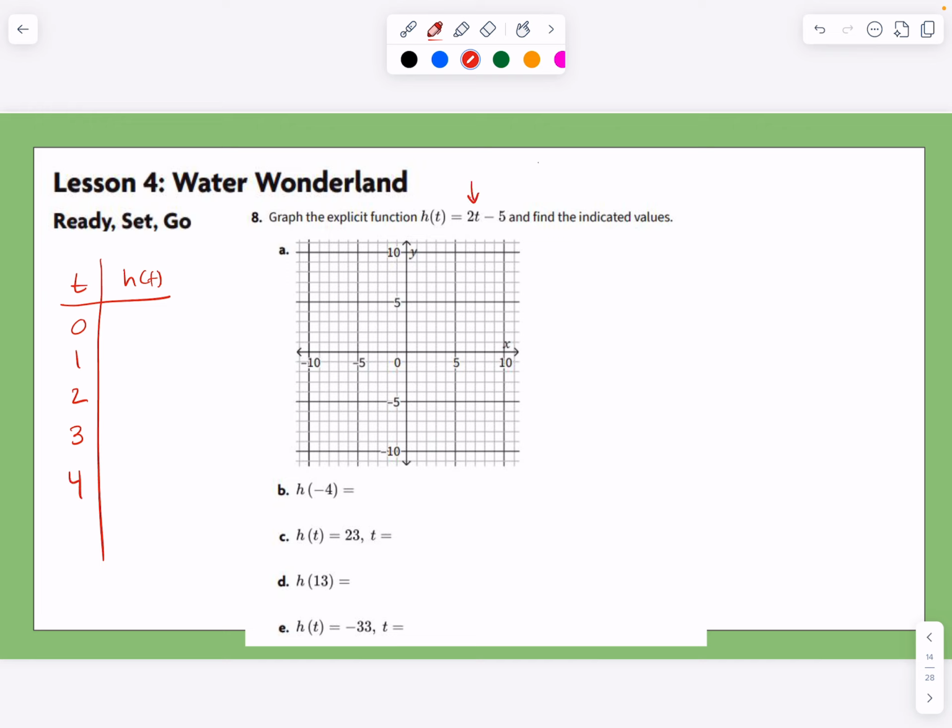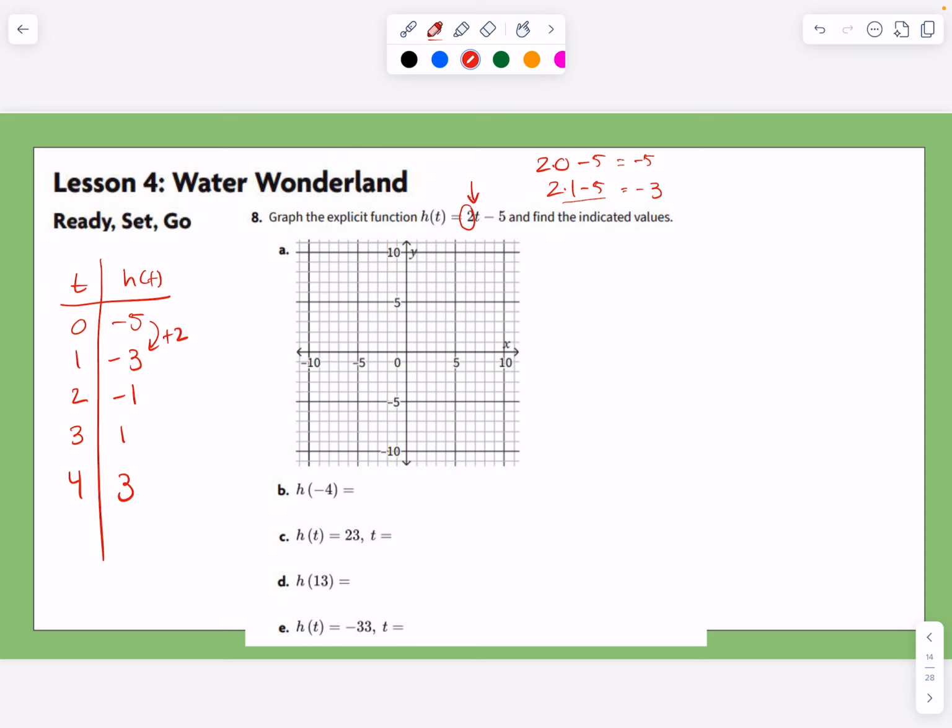So we think about 2 times 0 minus 5 equals negative 5. Got it. 2 times 1 minus 5 is 2 minus 5, which is negative 3. Okay? All right, and we know that our rate of change is 2, so we're just adding 2 every time. So I can continue to plug it in, or I can just add 2. I'm just going to add 2 so I can move along a little faster.